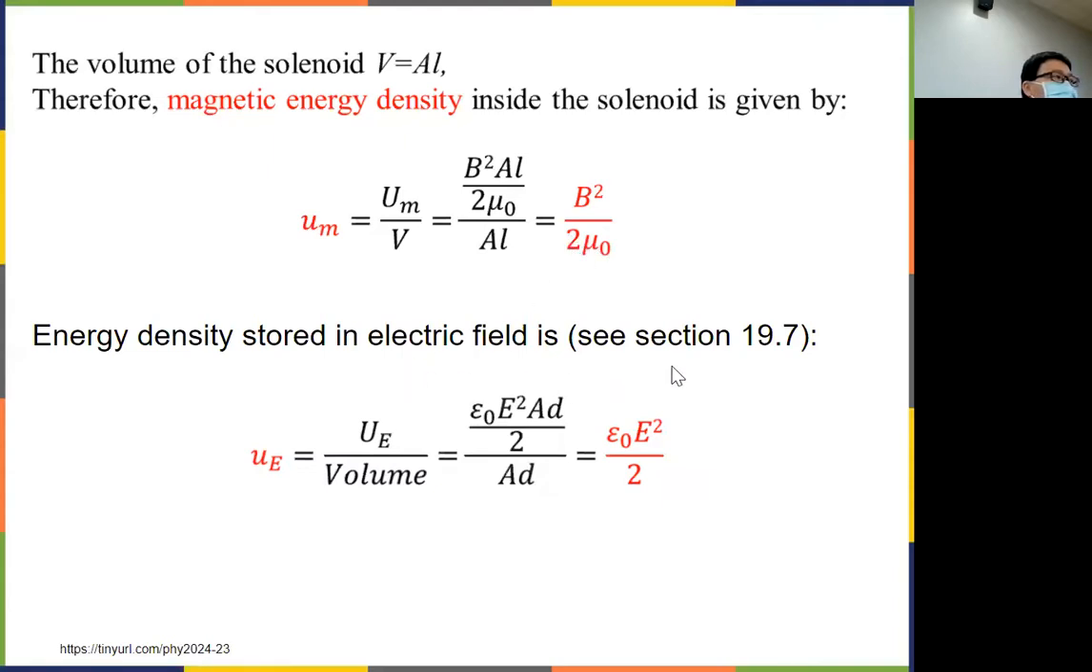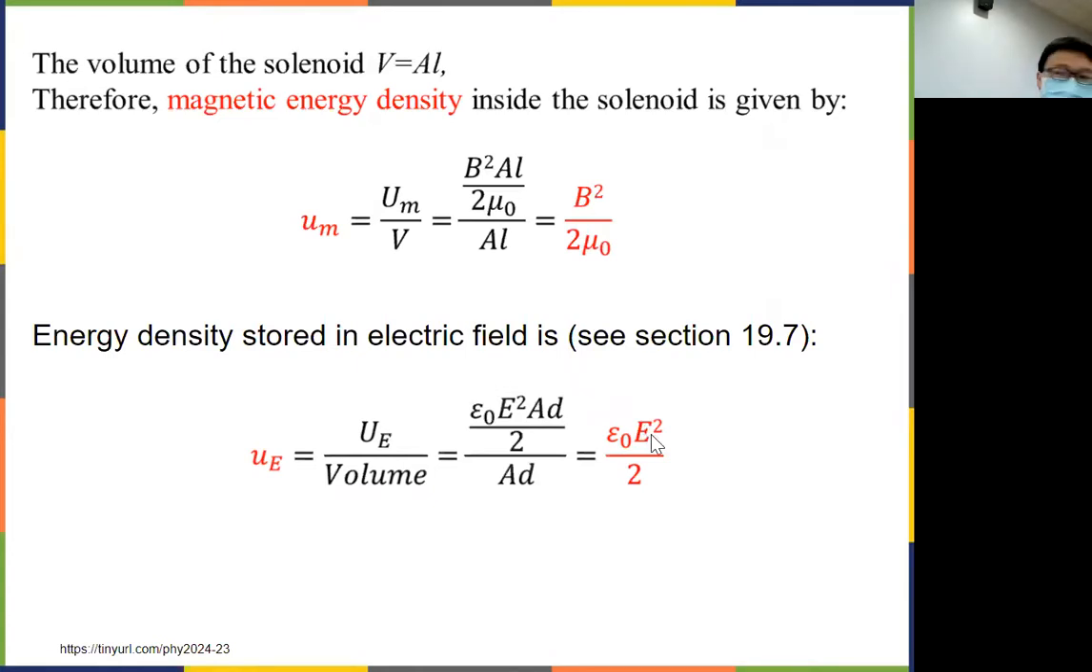If we look back at section 19.7, we saw that the electric energy stored in the electric field is also proportional to the field squared, multiplied by a constant, epsilon naught divided by 2. So these two are similar to each other. They are both energy densities stored in a magnetic field or in an electric field, and they are both proportional to the field strength squared: magnetic field B squared and electric field E squared.